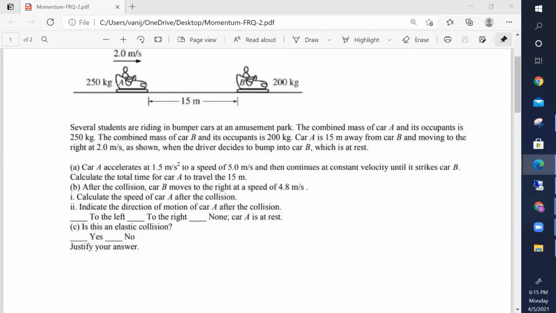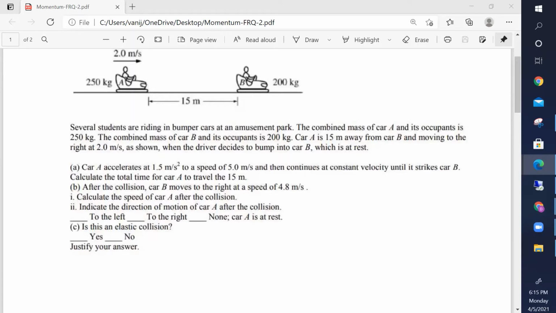Okay, let's go ahead and take a look at this problem. It says several students are riding in bumper cars at an amusement park. The combined mass of car A and its occupants is 250 kilograms. The combined mass of car B and its occupants is 200 kilograms. Car A is 15 meters away from car B and moving to the right at 2 meters per second.